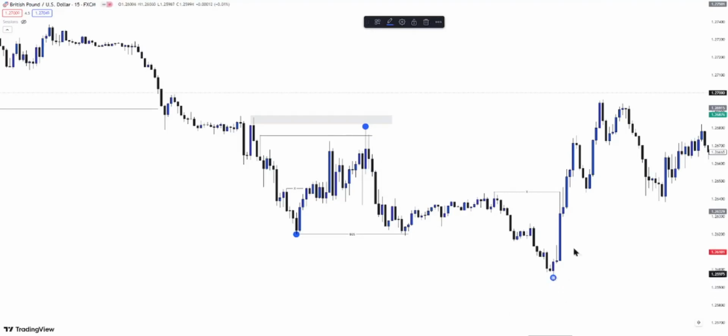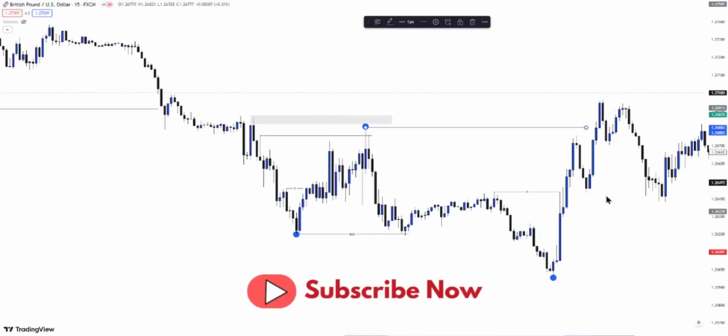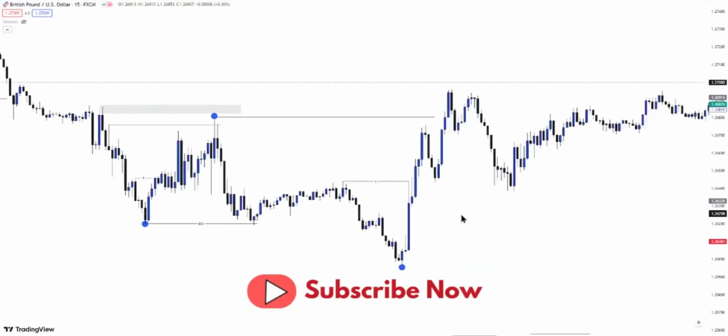Now, after taking out this inducement, price rotated back up to take out this major structure high here. Take a look. It took out this strong high. This is a protected high, but price took it out. What does that tell you? It tells you that the bulls have taken over the market. The bears were in control before, but now the bulls are in charge. They closed above this strong high. That tells you that they have overpowered the bears, and now the bulls are in control. That's how to use strong highs and weak lows.